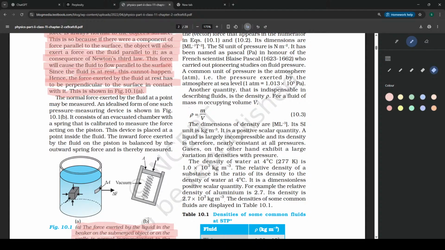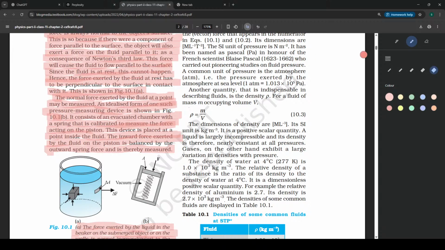Let's come back here. The normal force exerted by the fluid at a point may be measured. An idealized form of one such pressure measuring device is shown in figure 10.1b. It consists of an evacuated chamber with a spring that is calibrated to measure the force acting on the piston. This device is placed at a point inside the fluid. The inward force exerted by the fluid on the piston is balanced by the outward spring force and is thereby measured.